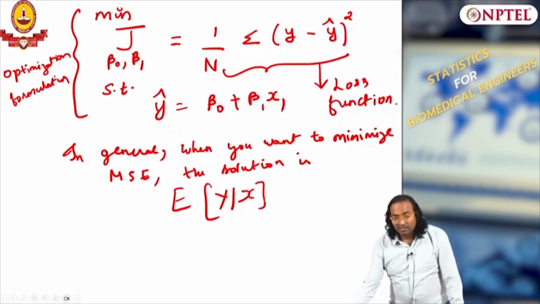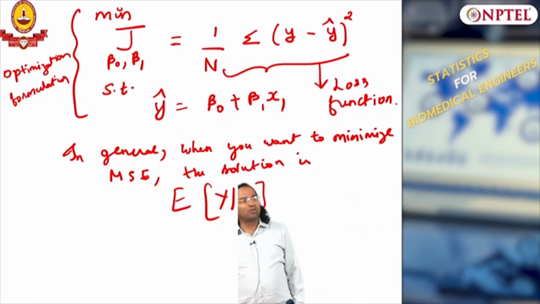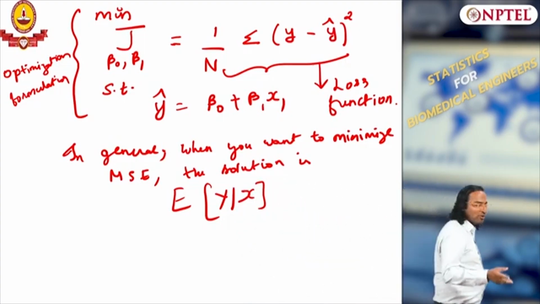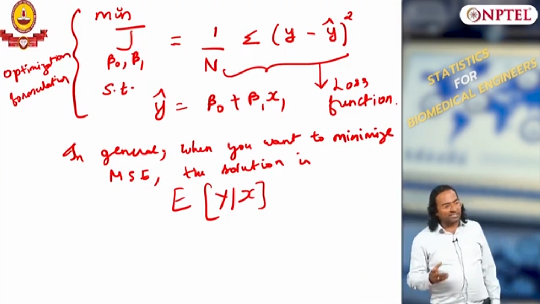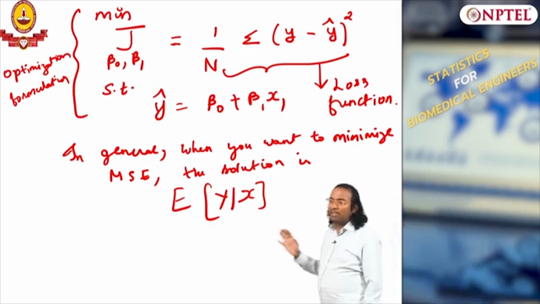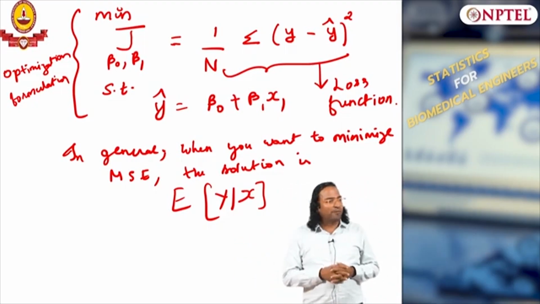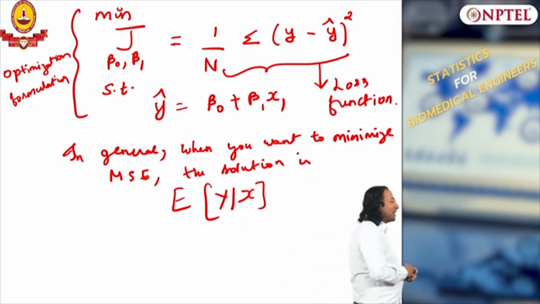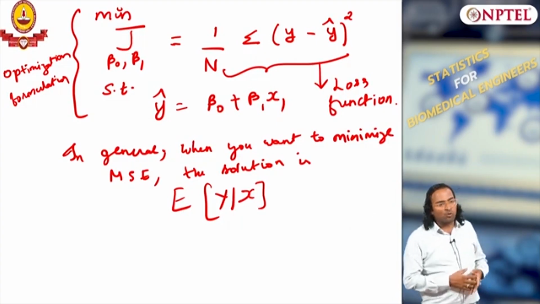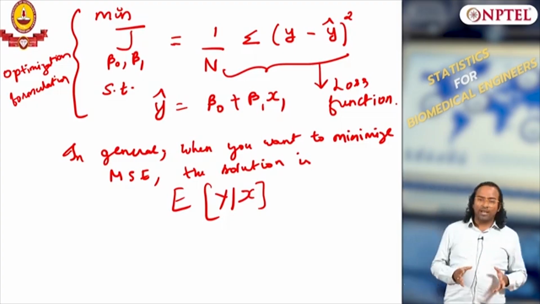We know that in general when you minimize the squared error, the solution is going to be the mean. That is what we derived in the earlier sessions: when you want to minimize a squared error, the solution is the mean. So what are we trying to predict? We are trying to figure out the average value of y. In this case x is given to you, so the solution is going to be the expectation of y given x.